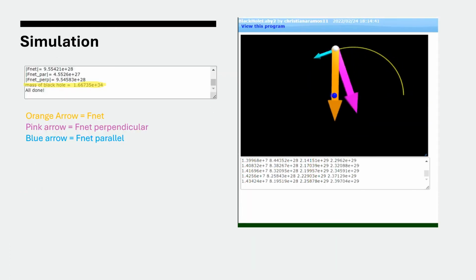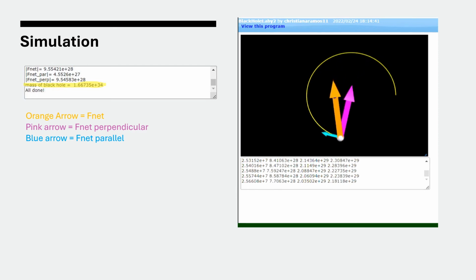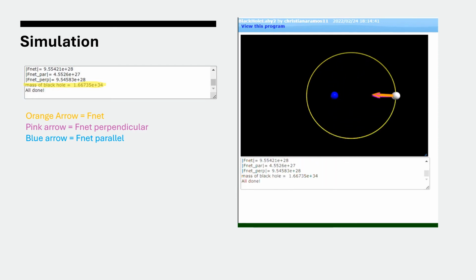Here in the simulation, you're going to see that we had arrows determining each of the vectors of the net force separately. The orange arrow, as you saw, was the net force, the pink arrow was perpendicular, and the blue arrow is parallel. And then we found the mass of the black hole, which is 1.67 times 10 to the positive 34. So it's a lot bigger than the mass of the planet, as you can see.